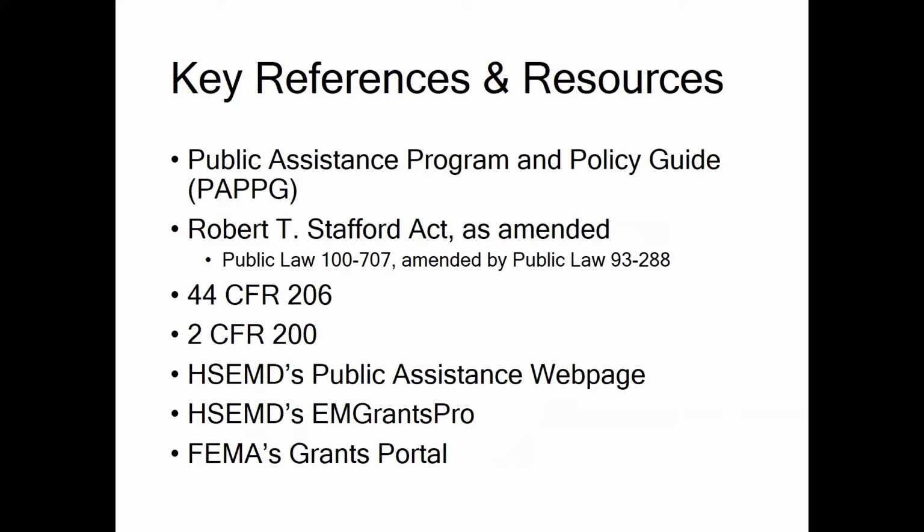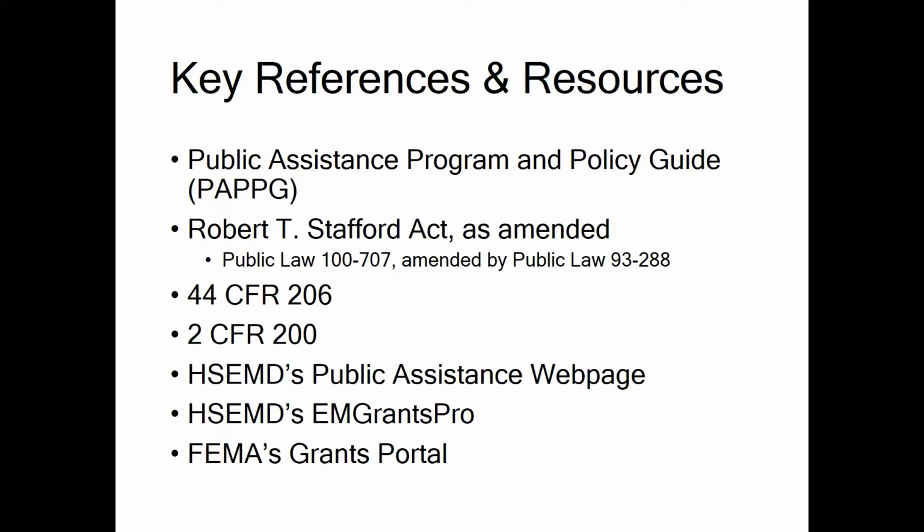The PA program is authorized and governed by the Stafford Act, and program-specific regulations are found at 44 CFR Part 206. The uniform administrative requirements, cost principles, and audit requirements for federal awards can be found at 2 CFR Part 200. We have a dedicated page on our website for the PA program. There you can find additional resources and information for Iowa's disaster declarations.